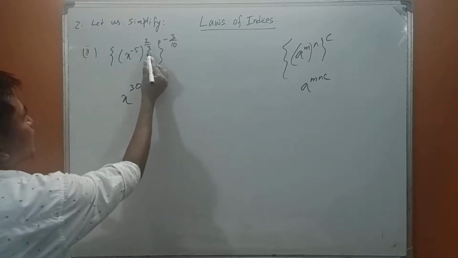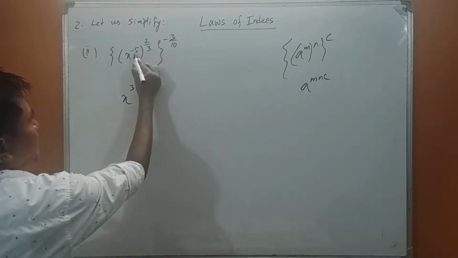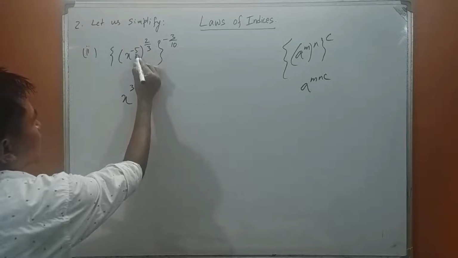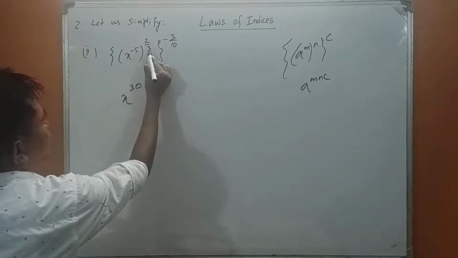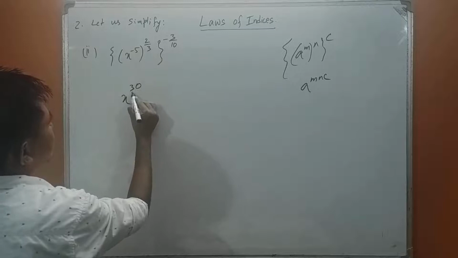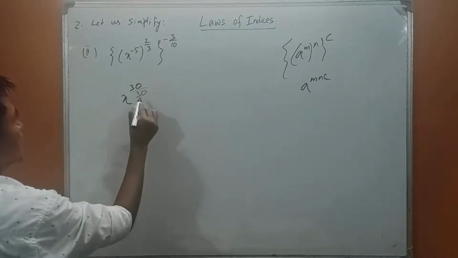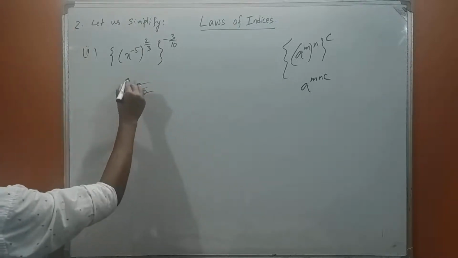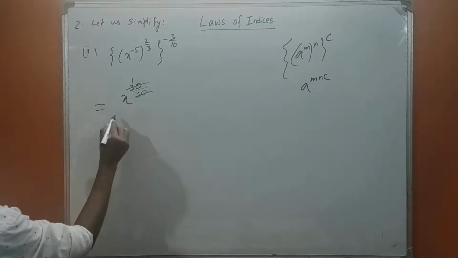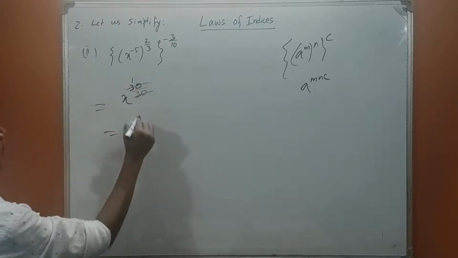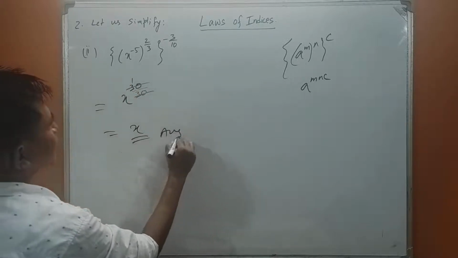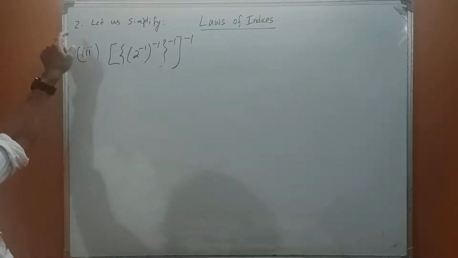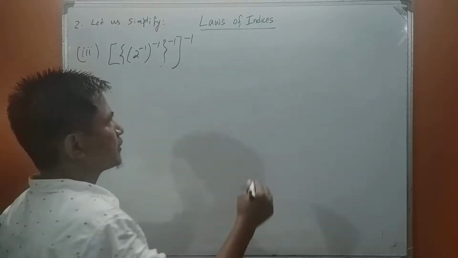So in the denominator we have 3 and 10, isn't it? Here we have 1. 1 in the denominator of 5. So 1 into 3 is 3, 3 into 10 is 30. So this gives us 30, 30 cancels out, x to the power 1, isn't it? This gives us x to the power 1 means x, so this is the answer. Super easy, isn't it?